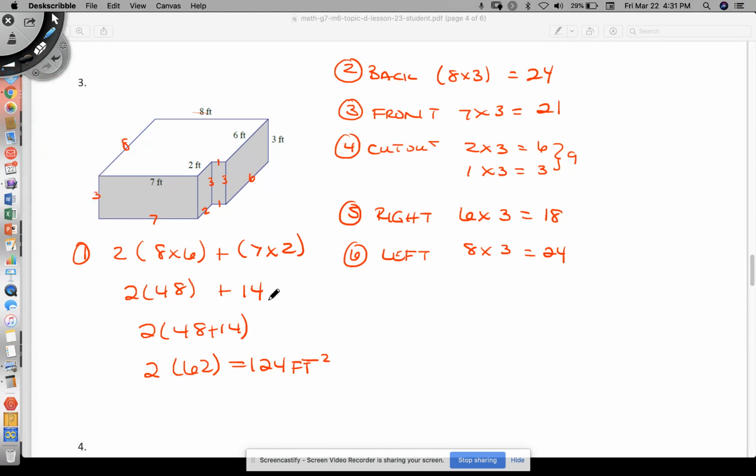So now when we're asked to find our total, that's going to be everything added up. So starting over here, 124 plus 24 plus 21 plus 9 plus 18 plus 24. Add all that up and I get 220 feet squared.